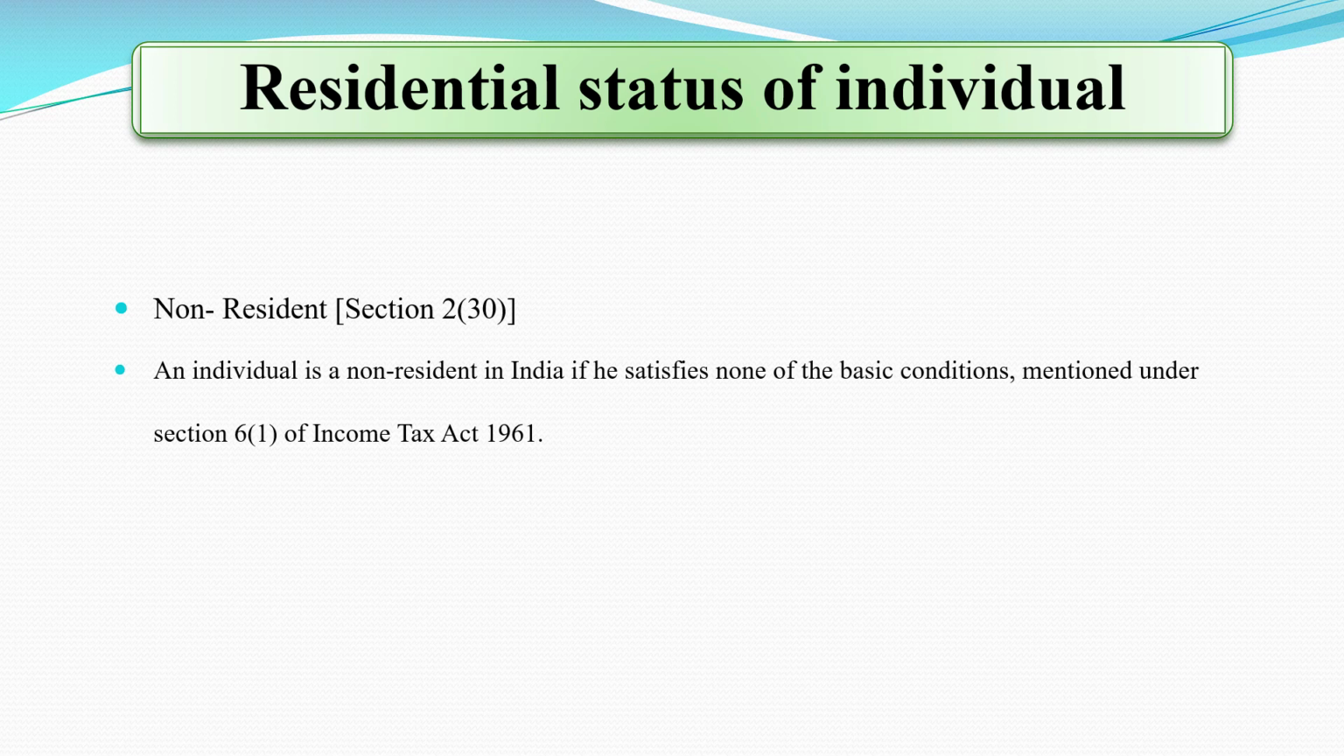Next, if the individual is not satisfying both of the basic conditions, then the individual will get the status of non-resident. So, in a nutshell, we can say that the individual may be a resident or may be a non-resident. If he is a resident, then we will check the additional conditions to check the status, whether he is an ordinary resident or he is availing the not ordinary status of the resident.